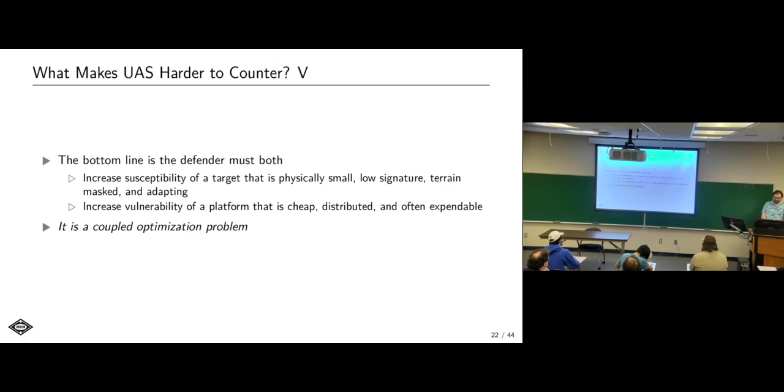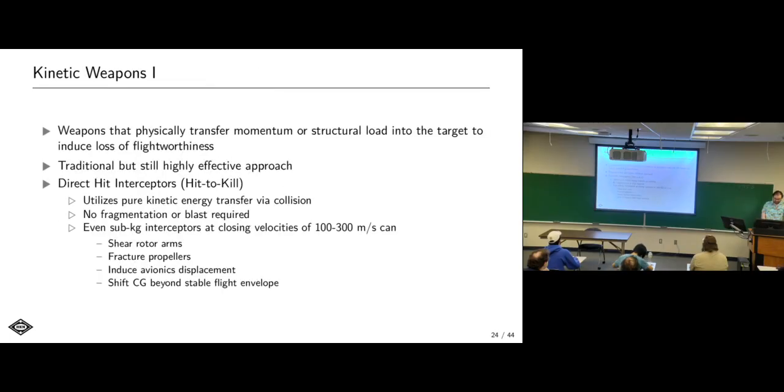So what's the chance that it actually gets a kill of a platform that is cheap, distributed, and often completely expendable in military terms. And really even just normal layman prices, it's a very coupled optimization problem. So that's why people put a lot of energy into this, and people really care about making this work well. So, what do we do about that?